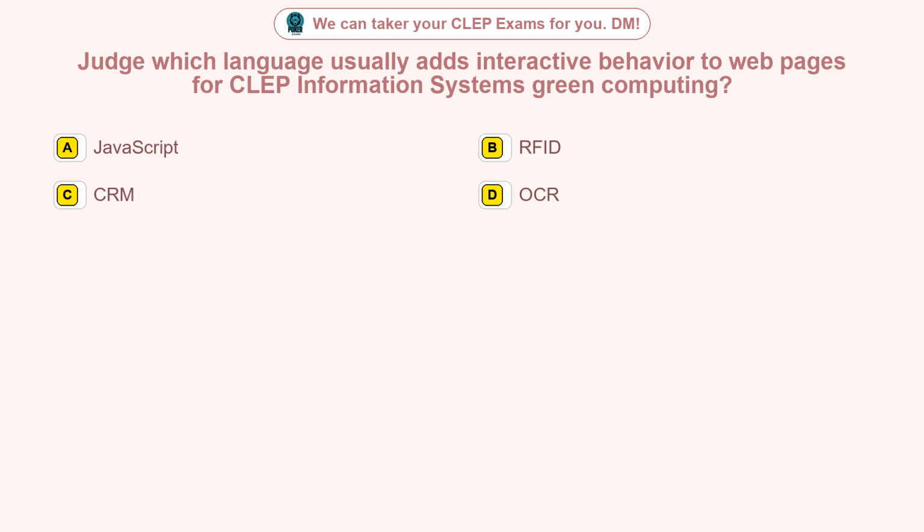Question 36. Judge which language usually adds interactive behavior to web pages for CLEP Information Systems Green Computing. Option A. JavaScript. Option B. RFID. Option C. CRM. Option D. OCR. The correct answer is option A.